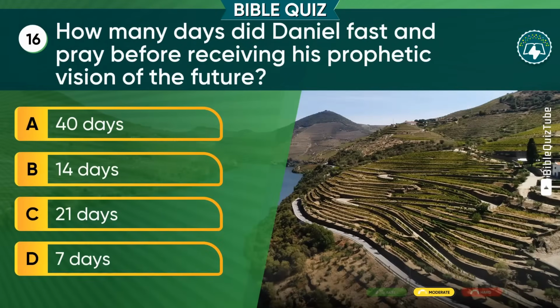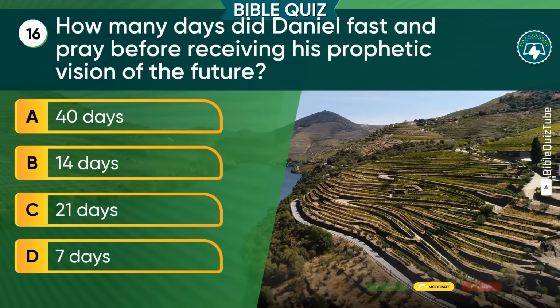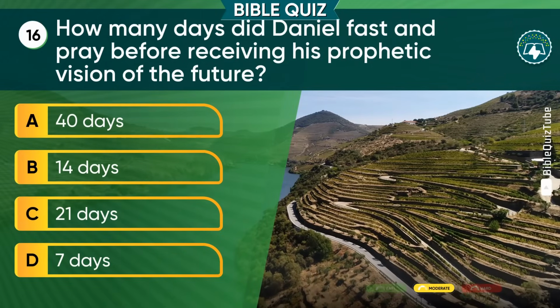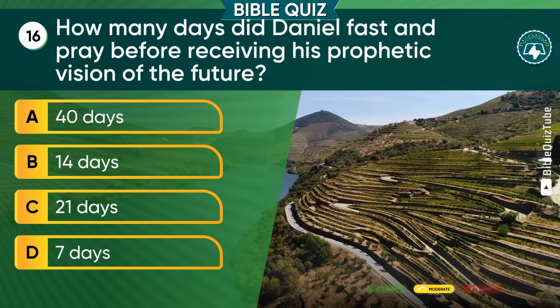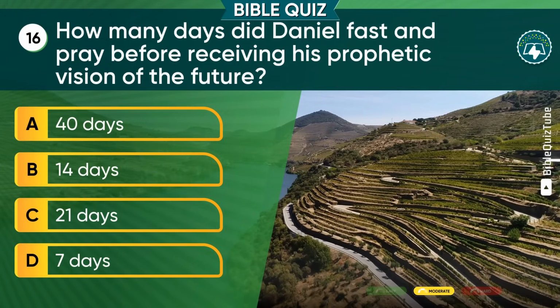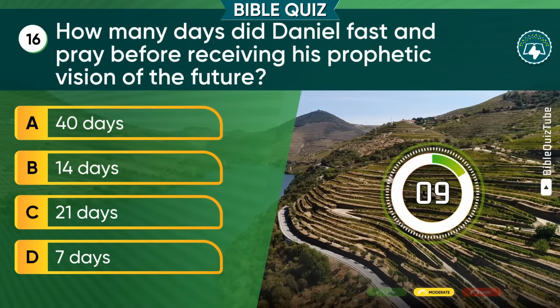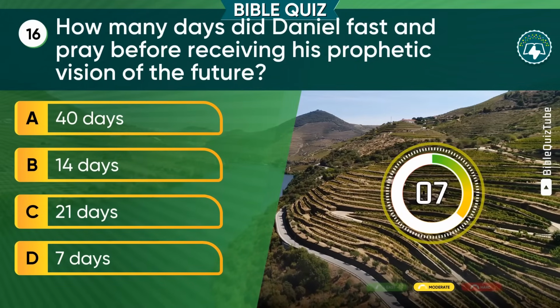Question 16. How many days did Daniel fast and pray before receiving his prophetic vision of the future? Choose from A. 40 days. B. 14 days. C. 21 days. D. 7 days.